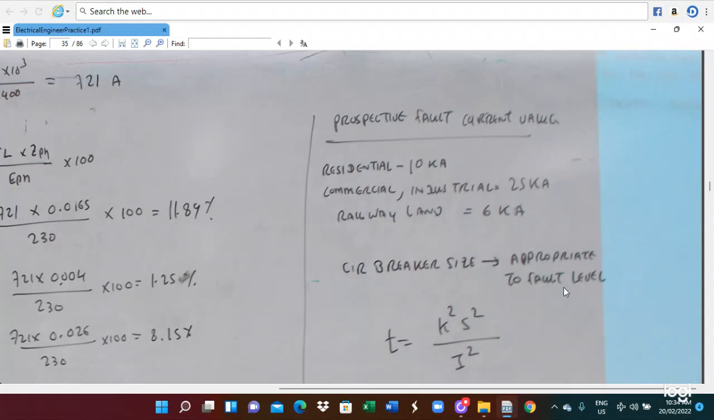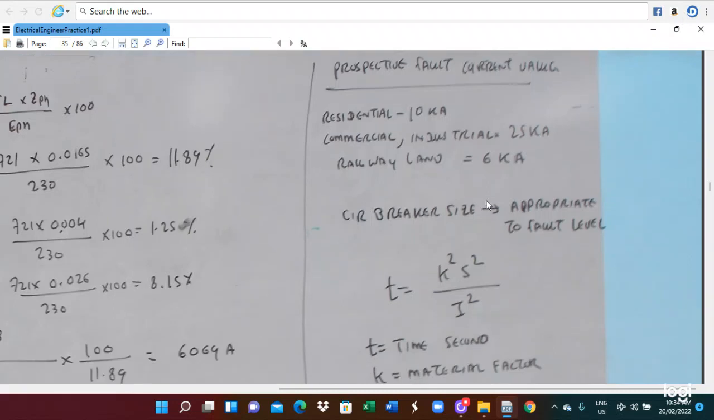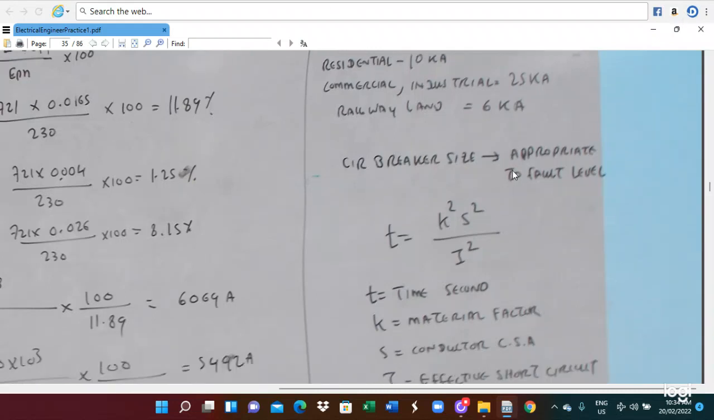And for commercial and industrial applications, the prospective fault current will be 25 kVA. And also the railway line, so railway is 6 kVA. So this is the prospective fault current value. It can reach the highest value. So then we have to determine a circuit breaker size. In this case, the circuit breaker size must be appropriate to the prospective fault current.